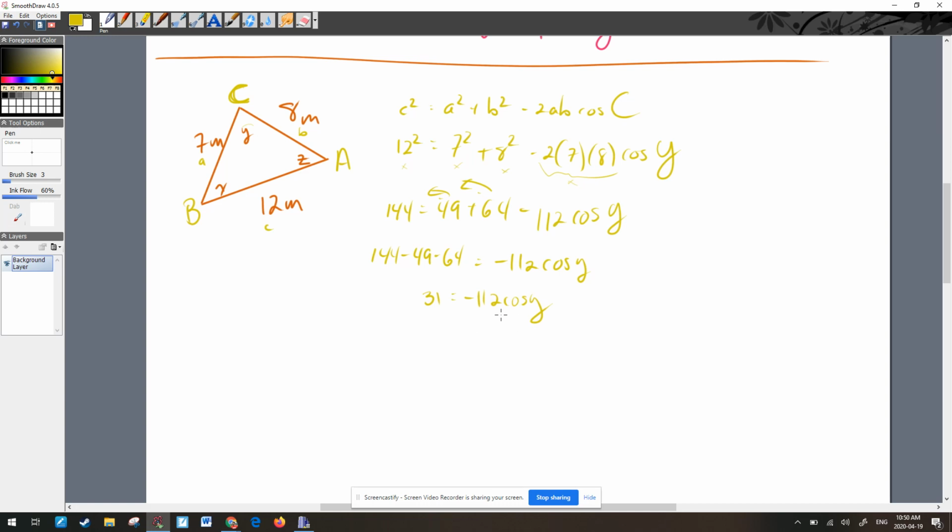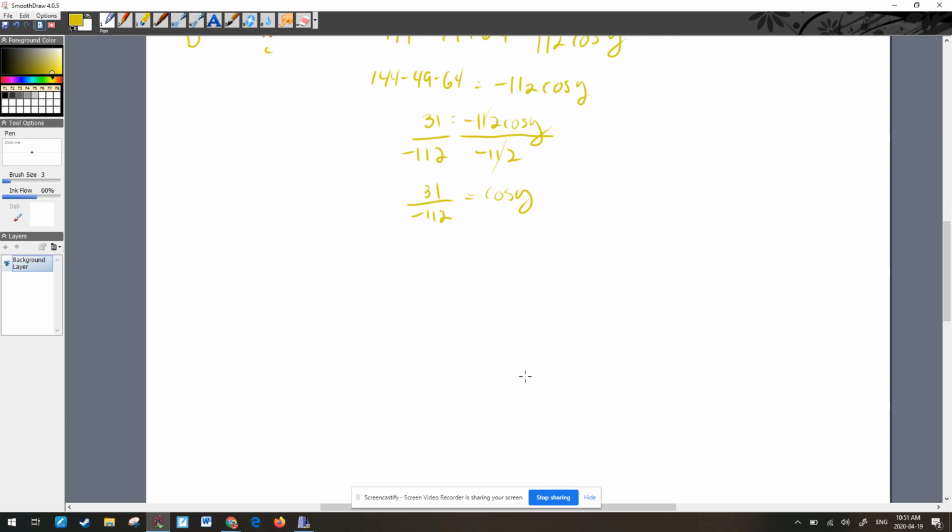All right, we're closer. I want to get the y all by itself. This negative 112 is multiplying the cos y, so I'm going to divide both sides by negative 112. It's worth pointing out that this number that I simplified over here, this 31, doesn't always have to be positive. Sometimes it's negative, and that's okay. If you get a negative here, you might think, oh, I've made a mistake, and get rid of it. Don't, because it's a distinct possibility that negative is the right answer. So these negative 112s are going to go away, and we're left with the cosine of y equals 31 over negative 112.